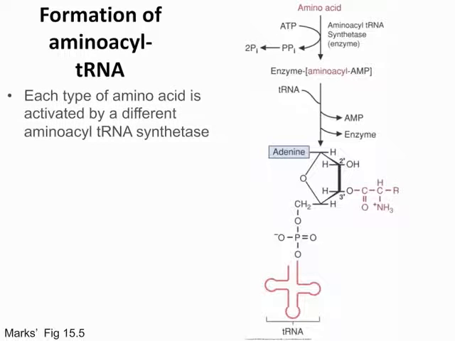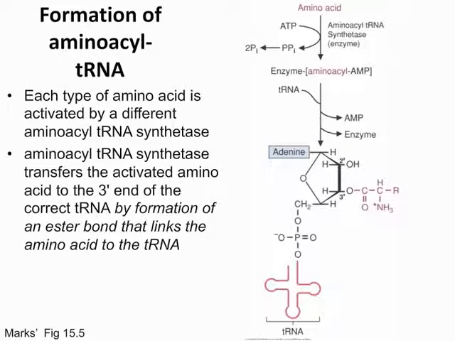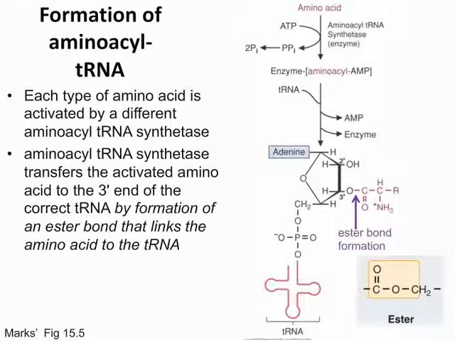So here's another learning objective, knowing the formation of aminoacyl-tRNA. tRNA has to be charged before it can bind to the mRNA. Whenever it's charged, it's called aminoacyl-tRNA. So how does it become charged? We need to add an amino acid. So all we're doing here is adding an amino acid to the tRNA. So how do we do that?